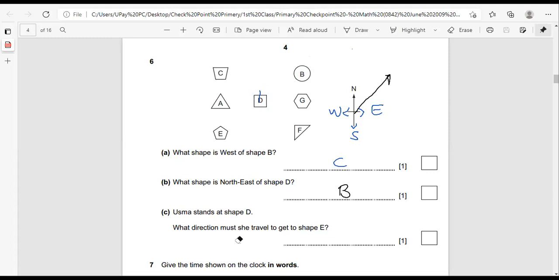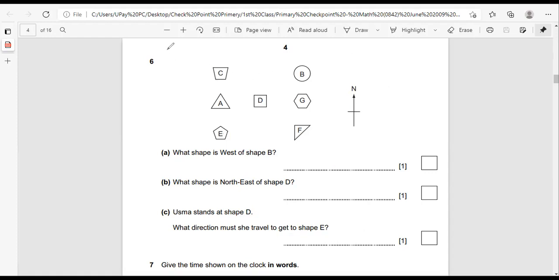Yusma stands at shape D. Now again it's here. And what direction must she travel to get to shape E? Shape E is where? So this way. So if you want to go this way, that means we have to go this way. That means southwest. Okay, so that is the answer for question number 6.